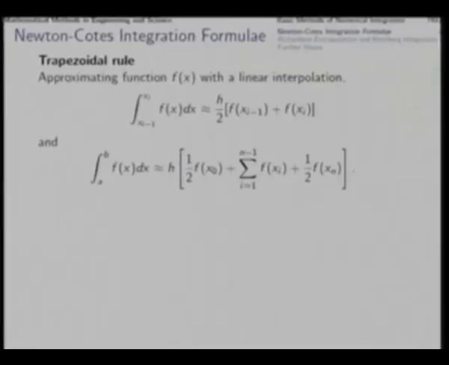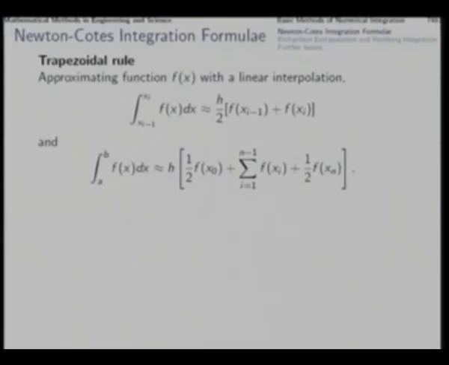So, the next higher rule will be by approximating the function with a linear interpolation. Then you will find half into h into the sum of the function values at the 2 endpoints. So, that is the next rule. Now, here again, if you sum up over all the subintervals, then you will sum this for i equal to 1, 2, 3, 4, 5, 6 up to n.